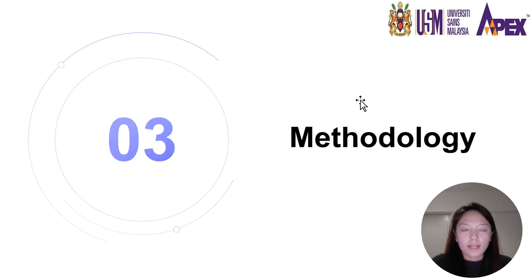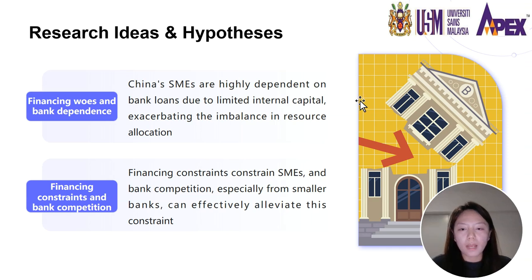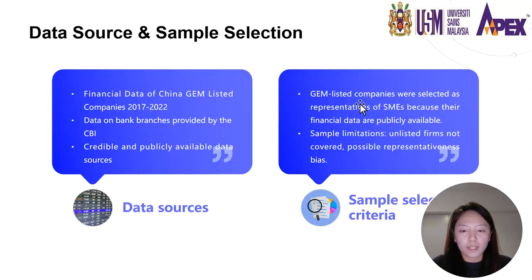Part 3 is methodology. This paper presents 2 hypotheses: one on financing distress and banking dependence, and the other on financing constraints and bank competition. Our data is selected from financial data of China GEM listed companies from 2017 to 2022. We selected GEM listed companies as representatives of SMEs because their financial data are publicly available.